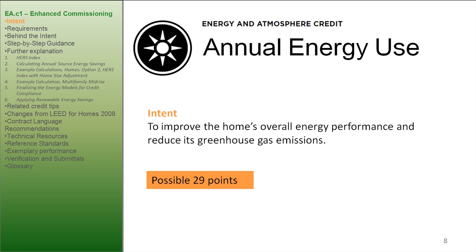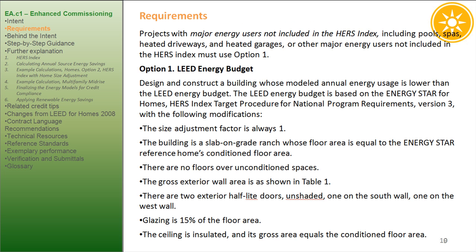Annual Energy Use. Intent: to improve the home's overall energy performance and reduce its greenhouse gas emissions. It is possible for 29 points. Requirements: projects with major energy users not included in the HERS index, including pools, spas, heated driveways, and heated garages, or other major energy users not included in the HERS index, must use Option 1.